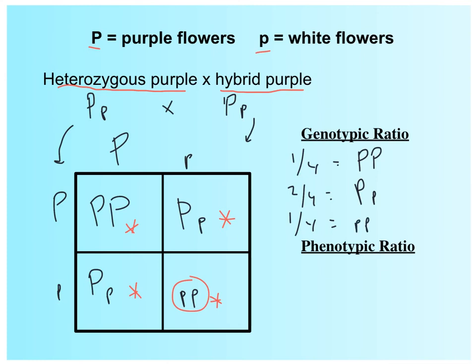Phenotypic ratios. This one has 2 dominant alleles. It's definitely going to be purple. This one has 1 dominant allele. That's all you need. 1 is just as good as 2. And same thing with this one. So that plant, and that plant are all going to have purple flowers. So 3 out of 4, or 75%, are going to have purple flowers. And the last one, this guy down here, little p, homozygous recessive. On average, 1 out of 4 of these plants will have white flowers.